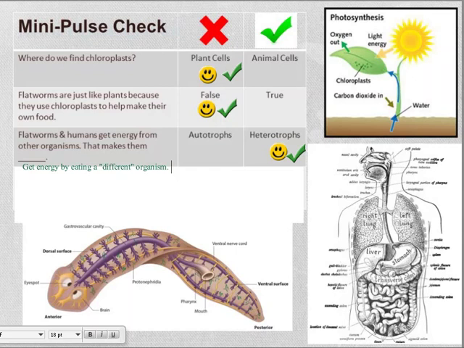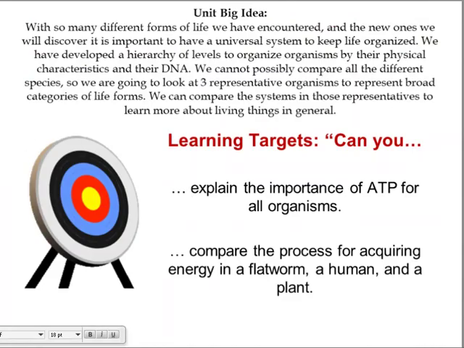And I'm going to move along off of this. It is the most basic concept of the three representative organisms that we're going to be comparing. So if you do have questions about these, you do need to make sure you reach out. The two learning targets we need to focus on are to revisit and explain the importance of ATP for all organisms. And I'm going to go ahead and highlight the all part of this.